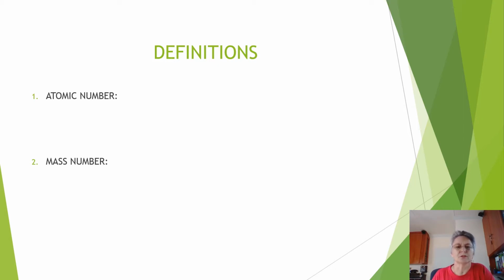There are two numbers that are used to explain or to describe the atomic structure. When you look at the element in the periodic table, there are two numbers that are used to describe the element. The one is called the atomic number. The symbol of the atomic number is a Z, and it is usually the smallest of the two.